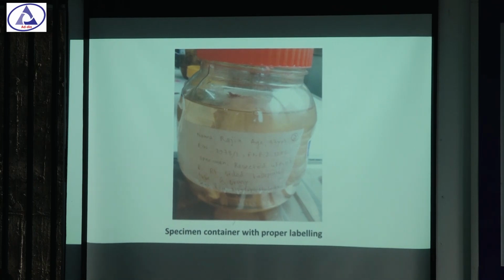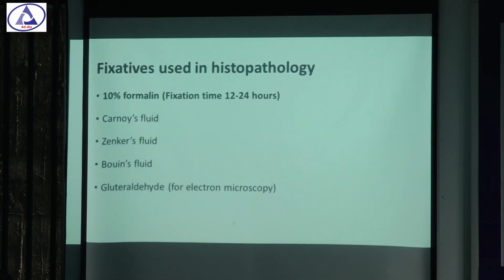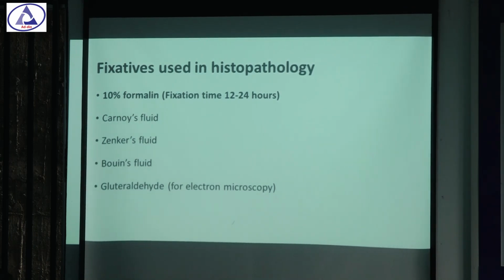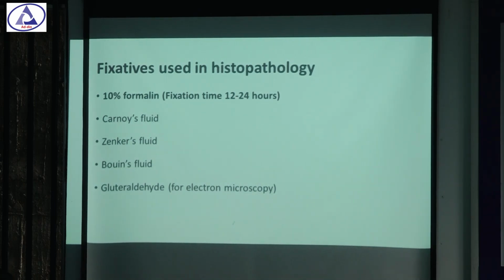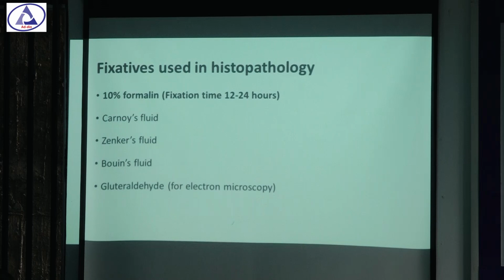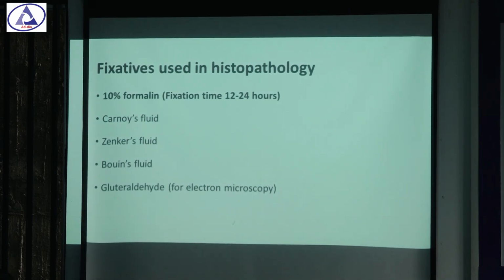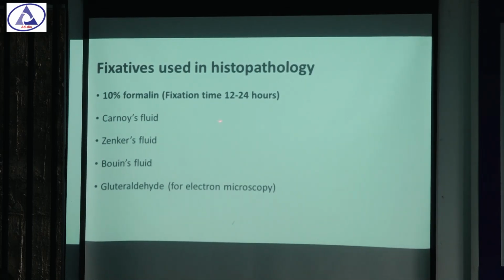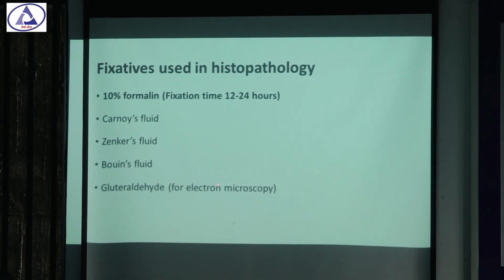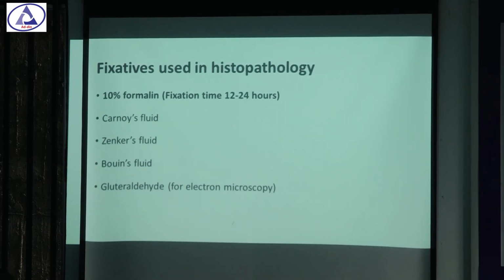So what are the fixatives we need to use in histopathology? The most common is 10% neutral buffered formalin. And we have to put the specimen in fixative for at least 12 to 24 hours. Otherwise, if we put it for less than this time, it will not be properly fixed. There are other fixatives such as Carnoy's, Zenker's, Bouin's, and glutaraldehyde. Each has its own specific purpose.